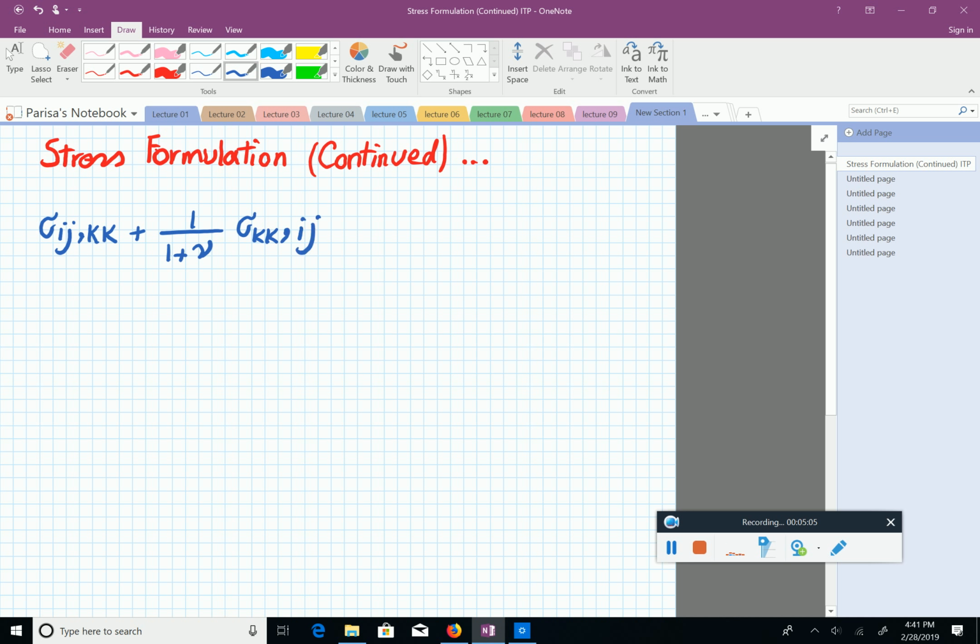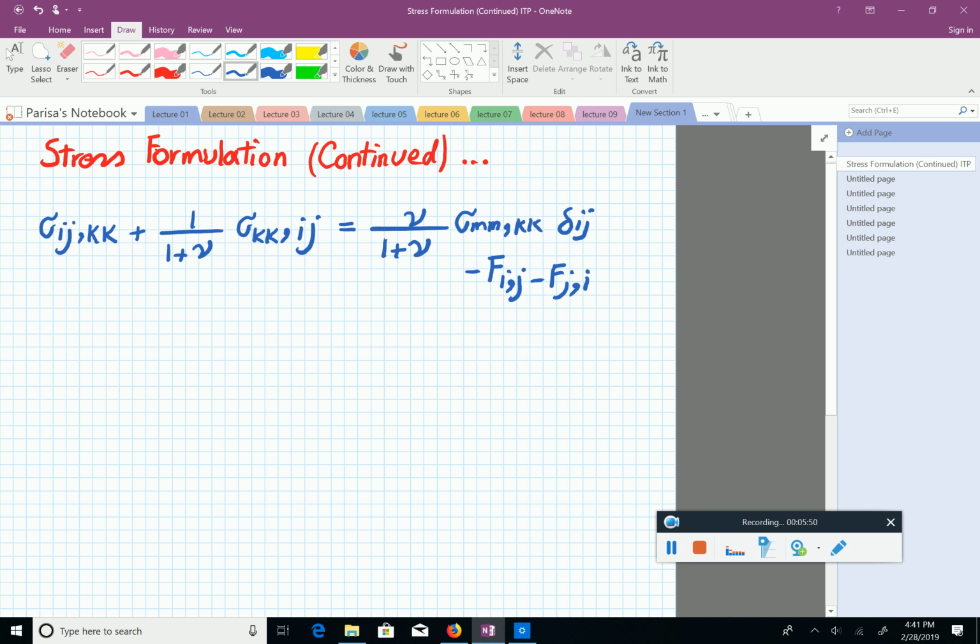1 over 1 plus nu sigma kk comma ij, and then we have nu over 1 plus nu sigma mm comma kk delta ij, and then there are the two forces, so I bring them to the other side. So that collapses to this, the previous equation. And we can still simplify this equation by calculating sigma mm comma kk.